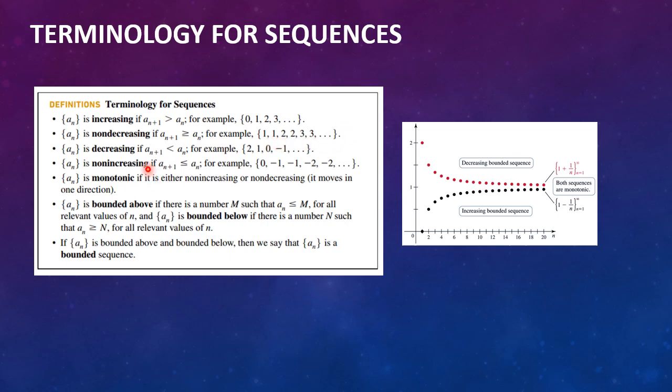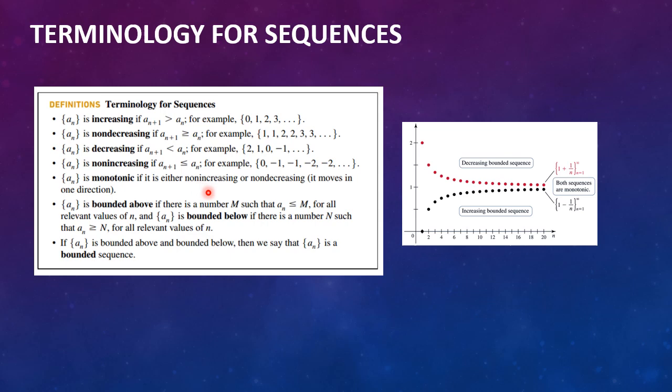Decreasing means each subsequent member, a sub n plus 1, is less than a sub n. So when we look at the set, we see that the members are going down. In the red, in the graph to the right, you can see this upper sequence is decreasing. And also we have non-increasing, in case members are repeated, but overall it's going down. So again, each subsequent member is less than or equal to the previous member. For example, 0, -1, -1. So here they're still going down, or they're staying constant to the previous member.